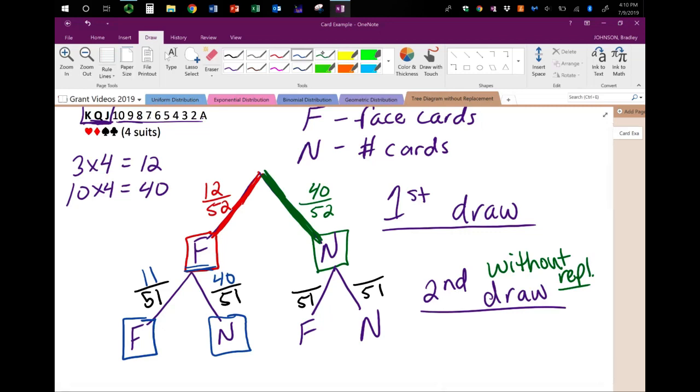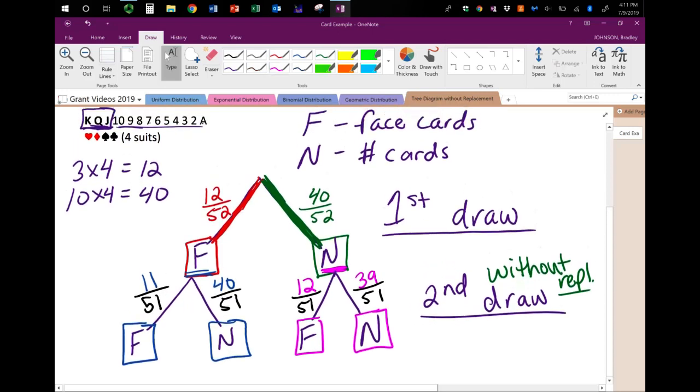But if you go over to the right-hand branch, with our number card, now if you picked a number card first, there's still 12 face cards remaining, right? Because you picked a number card first and you kept it, going down that branch, there's 12 face cards remaining. And then going down the number card branch, if you picked a number card, now there's only 39 number cards. So 39 out of 51 is the probability there.